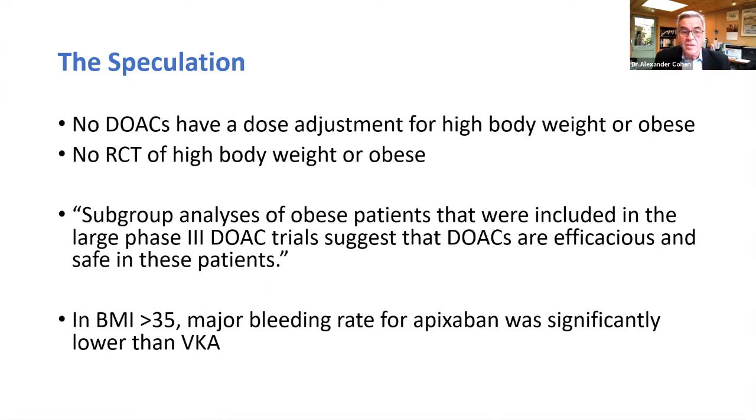And then they said the subgroup analyses of obese patients that were included in the large phase 3 study suggest that DOACs are efficacious and safe in high body weight patients. And then they said actually in patients with a BMI over 35, they noted that the major bleeding rate for Apixaban was significantly lower than VKA. And yet still they recommended VKA over DOACs based on speculation.